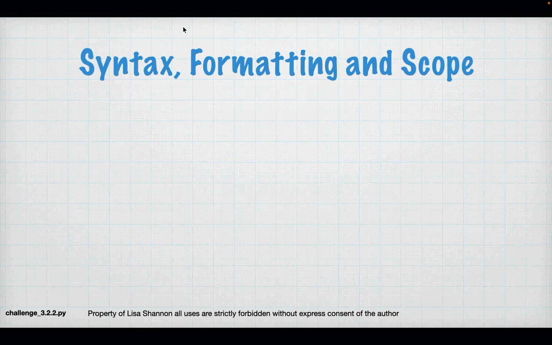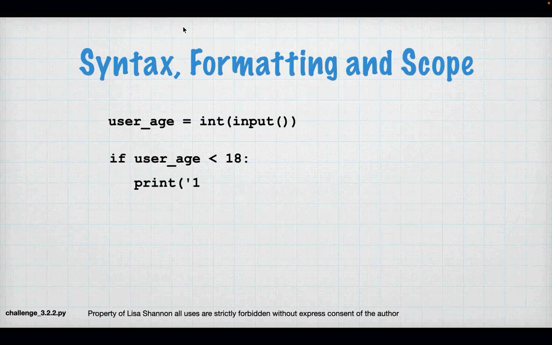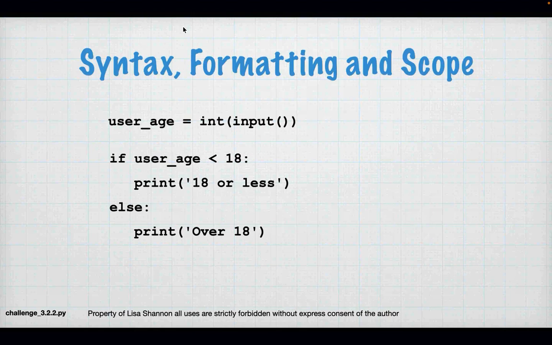Okay, syntax, formatting, and scope. If you want to read along, this is challenge 3.2.2. So what do we have here? Well, we know what user age equals int input is. We're getting input from a user. We're expecting it to be an integer, and we are assigning that value to a variable called user age. We know it's a variable because it is on the left-hand side of a single equal sign. And by the way, this is the last week I'm going to keep repeating that, because it's probably old and everybody probably understands that by now.